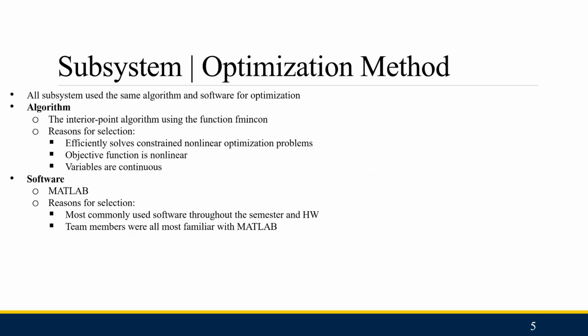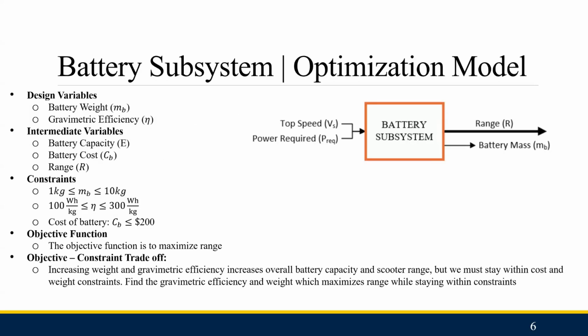To solve our optimization problems, we use the interior point algorithm implemented in MATLAB's fmincon function. For the battery subsystem, our design variables are the battery weight and the gravimetric efficiency of the battery. The constraints we put on the subsystem are the side constraints on the mass and gravimetric efficiency, and we have the cost of the battery restricted to being less than or equal to $200. The objective function is to maximize the range that the battery provides.